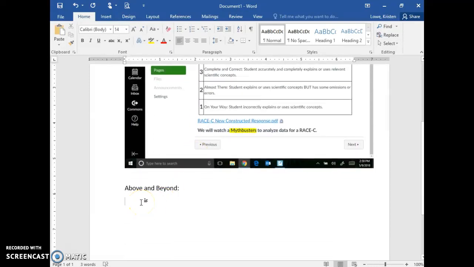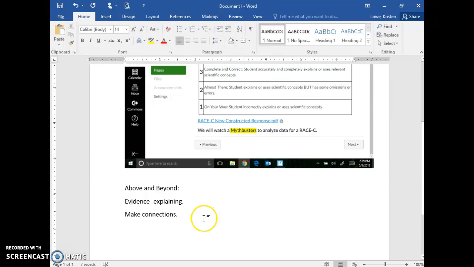Remember, in above and beyond, what we're looking for would be things like not only your evidence, but explaining your evidence. And then we're looking for, can you make connections with things that you have learned in science? So can you explain your evidence and make connections to what you have learned in science? How does that connect to everything that we've done this year? Those are probably going to be the easiest ones.